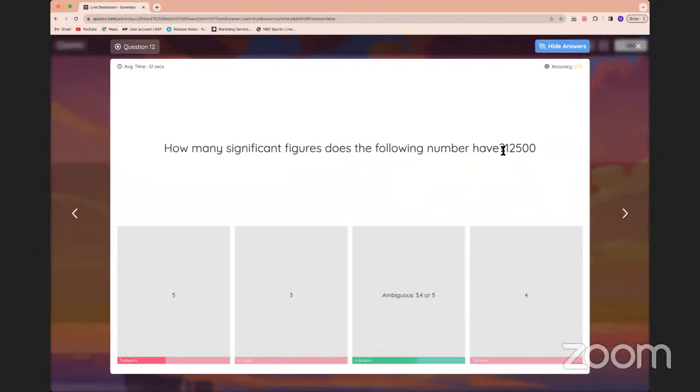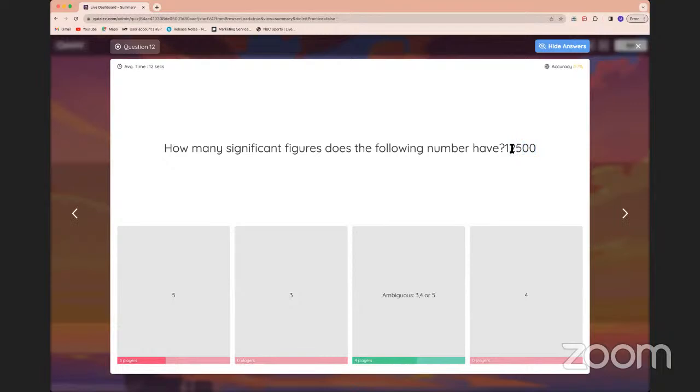How many significant figures here? So the correct answer is 3, 4, or 5, because these 2 zeros could be significant. One may be significant while the other is not, or both may not be significant. So the only way to communicate and remove ambiguity would be to write this in scientific form.